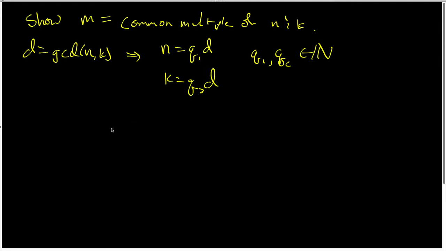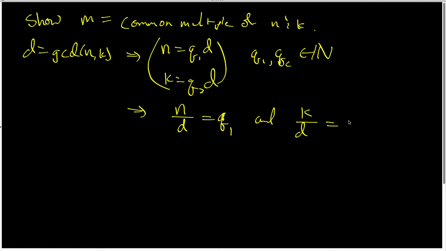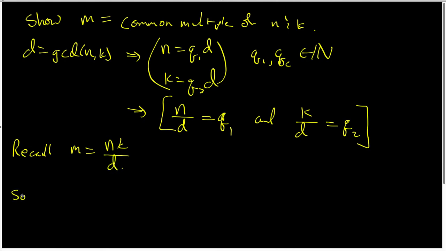Now, the next thing that I want to note is that I can rewrite those two facts as follows. I can think about n divided by d is going to be q1, and k divided by d is going to be q2. So I know these two facts. Now look at this. I want to recall that the definition of m is that m is equal to n times k divided by d. So what can I do?